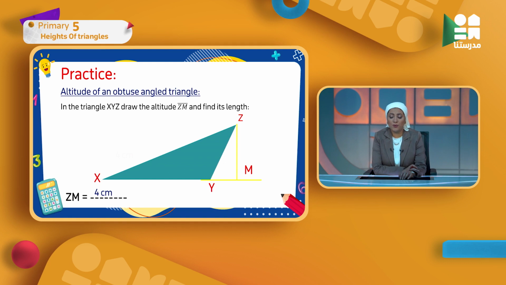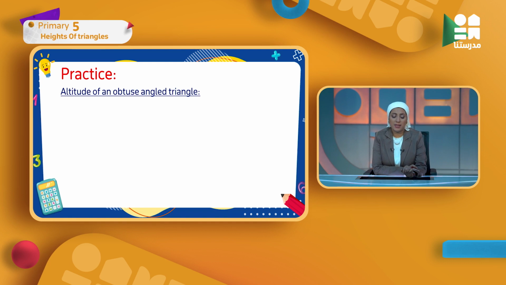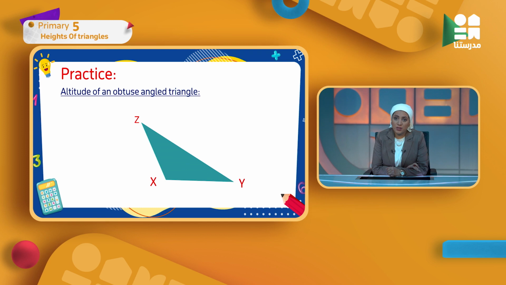Now let's move to the coming example, or the third and the last one. Altitude of an obtuse angle triangle as well. Here I have the triangle ZXY, and I want you to drop an altitude from the vertex Y. To drop an altitude from the vertex Y, I have to extend the base opposite to it.